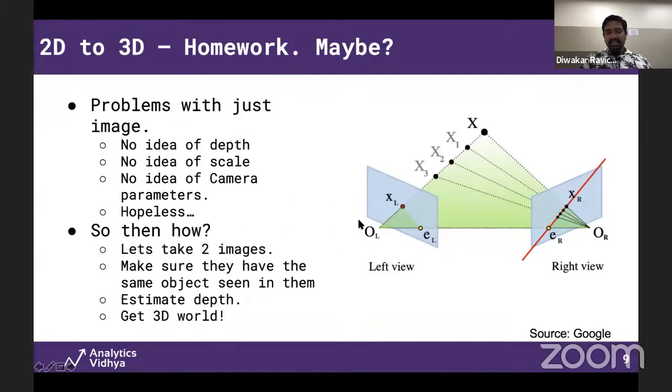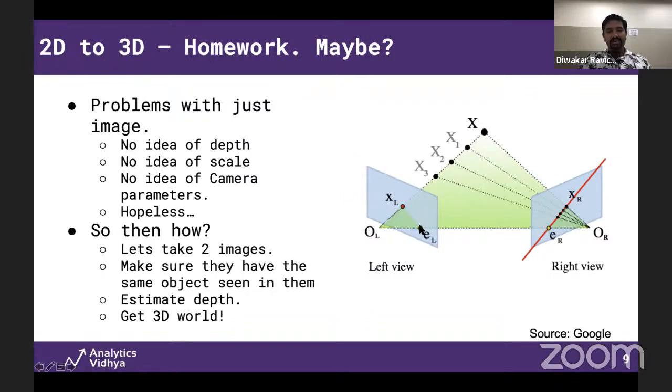Let's take this as an example when we have two views. We have a left view and a right view. You can consider this to be two cameras. One camera is looking at the object X here. The second camera on the right is looking at the object X from a different location. If both are looking at the same object, you are able to create a triangle. From this triangle, the idea is that if you know where the triangle is, you can estimate the depth, which is basically the altitude of the triangle.